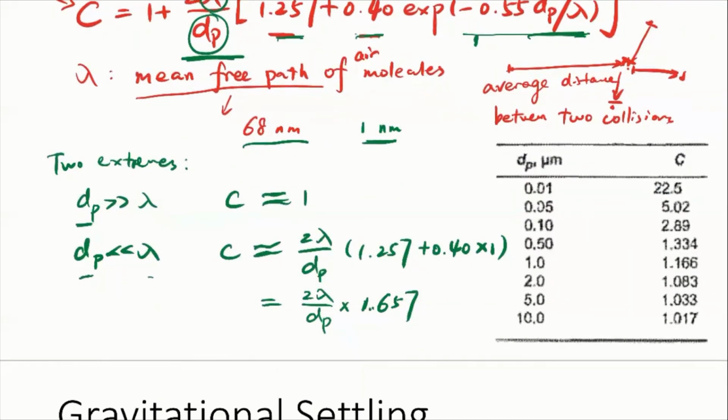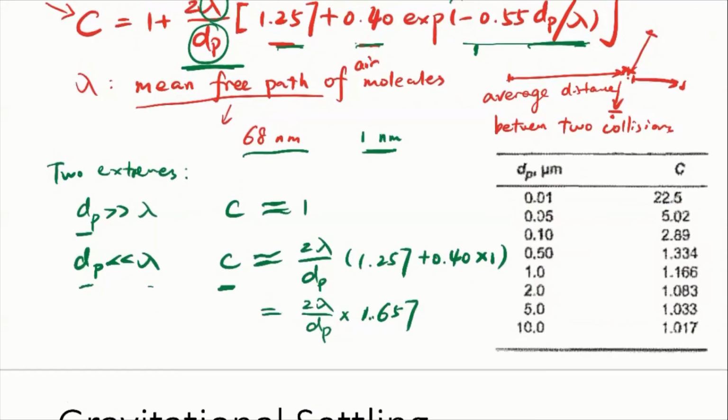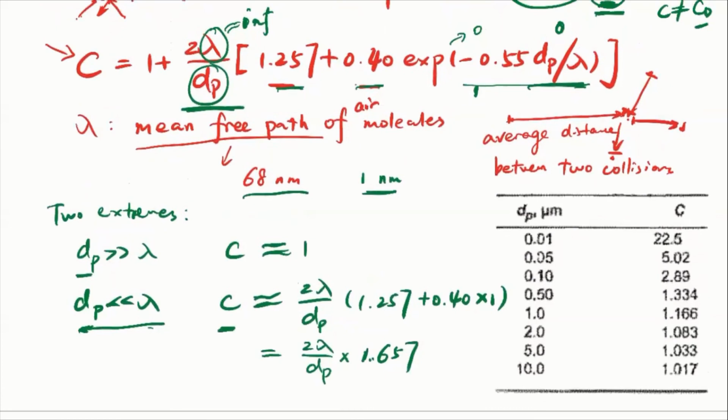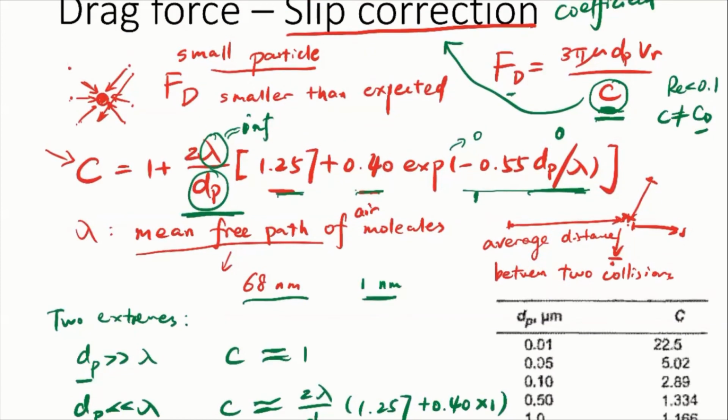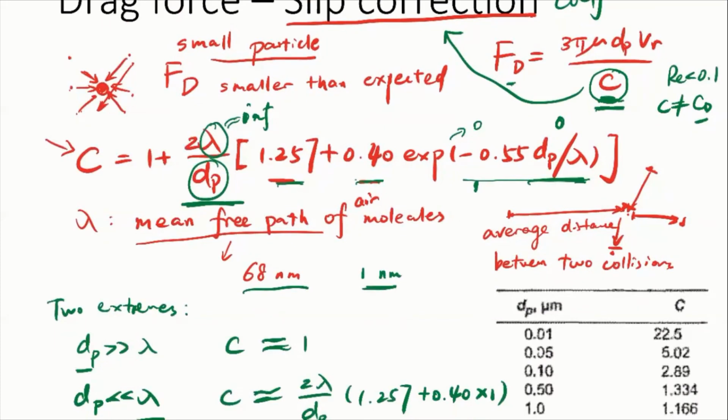All right, so this is our C when the particle size is much smaller than the mean free path. Basically you can see this term, lambda divided by dp, is becoming larger as particle size goes smaller and smaller. So the C will become larger, and the drag force will become further smaller. This is the process of how a very, very small particle size affects the drag force of the particle.